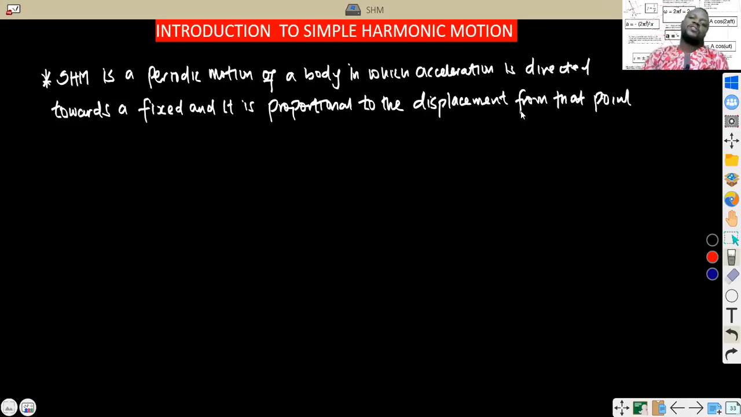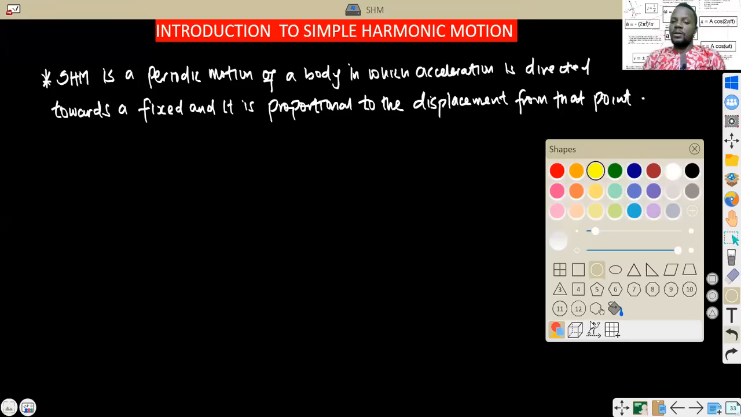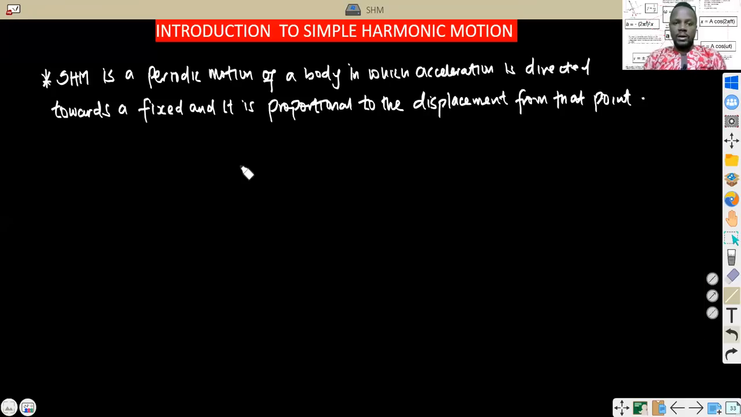Now, from this definition, what we are trying to say is that it's a special type of motion. What we call SHM in physics is just a special type of motion in which the acceleration of the body is directed towards a fixed point. From what we have studied, it is a type of motion. Let me give a good example of what I'm trying to say.